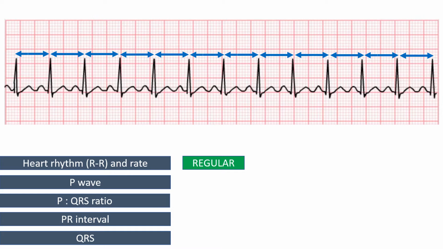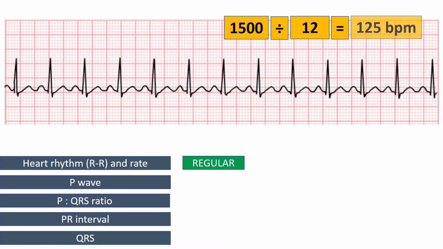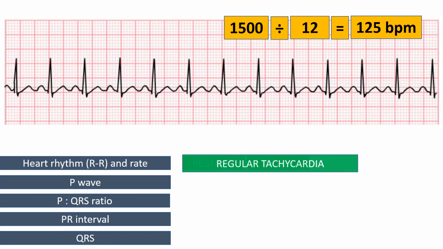But in tachycardia, instead, we divide 1500 by the number of small squares. Why? Because it's more accurate to count the number of small squares between two successive R waves when there is tachycardia. And since the large square contains 5 small squares, we divide 1500 by the number of small squares. Like here, we divide 1500 by 12 and we obtain 125 beats per minute. And this is tachycardia, so the patient has regular tachycardia.